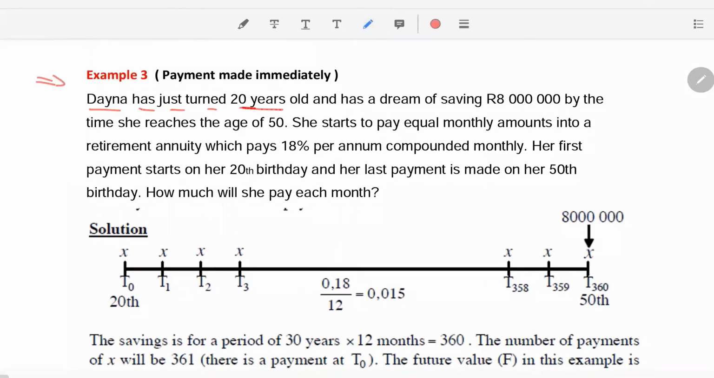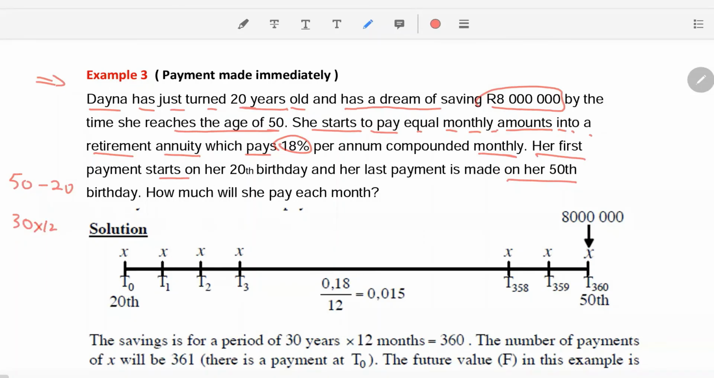Diana has just turned 20 years old and has a dream of saving 8 million rands by the time she reaches the age of 50. She starts to pay equal monthly amounts into a retirement annuity, which pays 18% per annum compounded monthly. Her first payment starts on her 20th birthday, meaning as soon as she turns 20, that's when she makes the payment. And her last payment is made at age 50. So 50 minus 20 gives us 30 years times 12, which will be 360, but plus 1 because she made a deposit as soon as she turned 20 on her birthday.